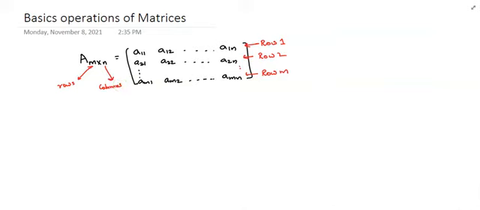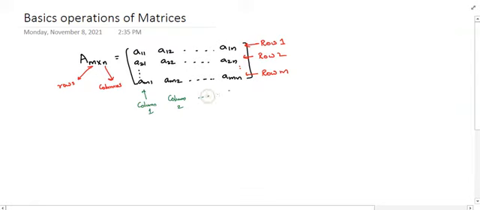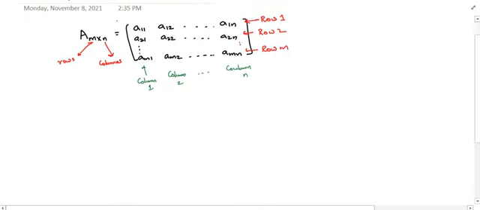Okay, so here we have n columns. So this is column 1, this is column 2 and so on. This is column n. Okay, so a matrix is nothing but the arrangement of the numbers in the form of rows and columns. Okay, so this m and n are called the dimension of the matrix.